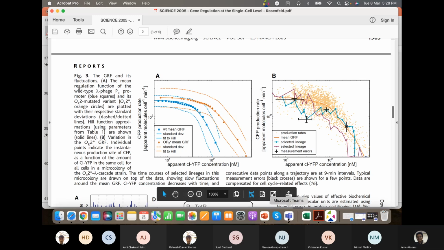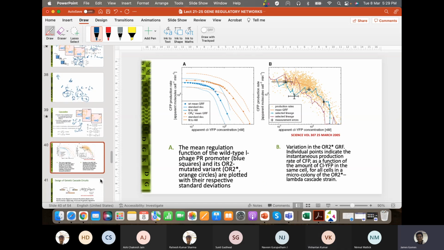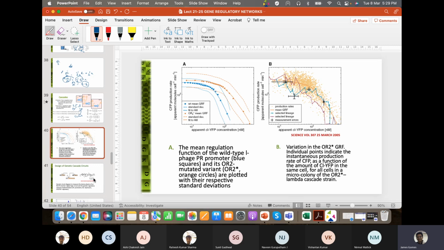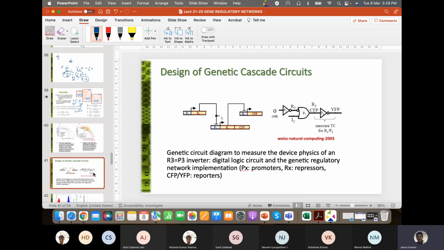You can go back and look at the original paper, and that will help you understand what's happening. I'll share that paper also online. Now look at this circuit here, and of course I wanted to show you another one. Maybe it'll come up a little later. If it does come up, I'll show you another paper after this.